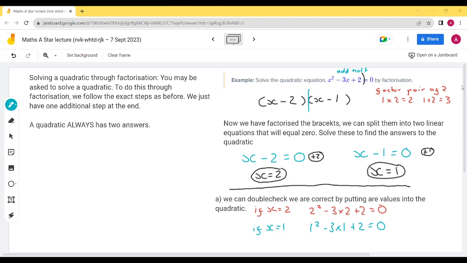All right, so we'll leave it there for a second. And now for the rest of this class, or at least probably for the rest of it, we're going to move on and have a look at simultaneous equations.